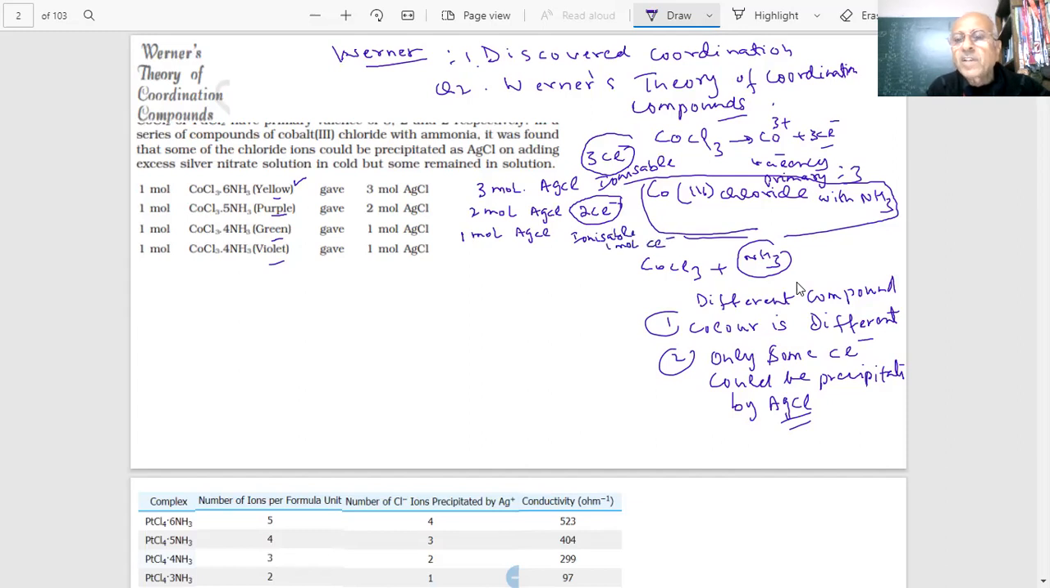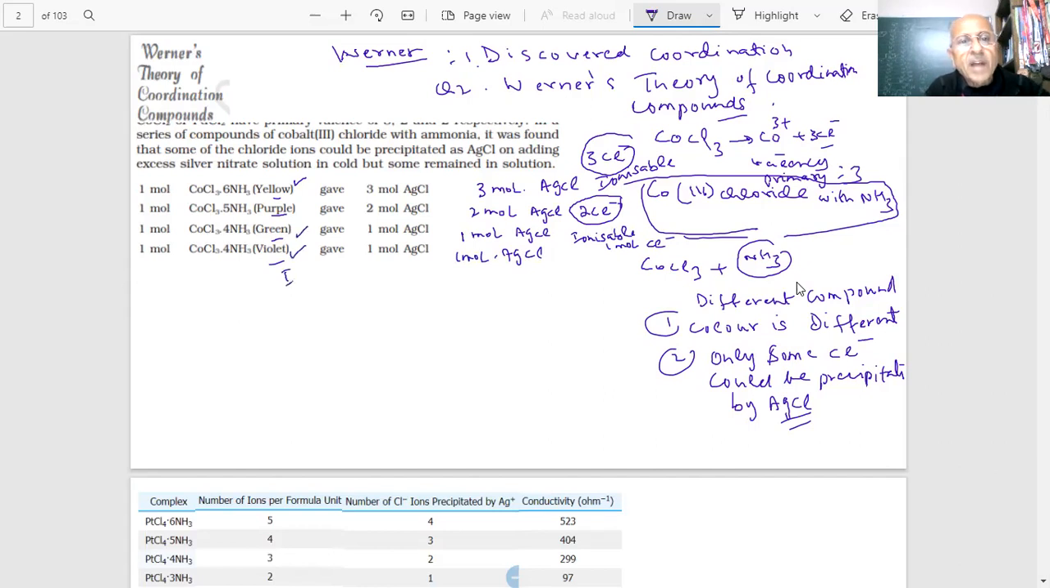That will give 1 mole of AgCl. Where are the rest two? They are still bonded with the cobalt. That means the third one, what he found, again gave 1 mole of AgCl, but the color is different. This is violet, this is green.